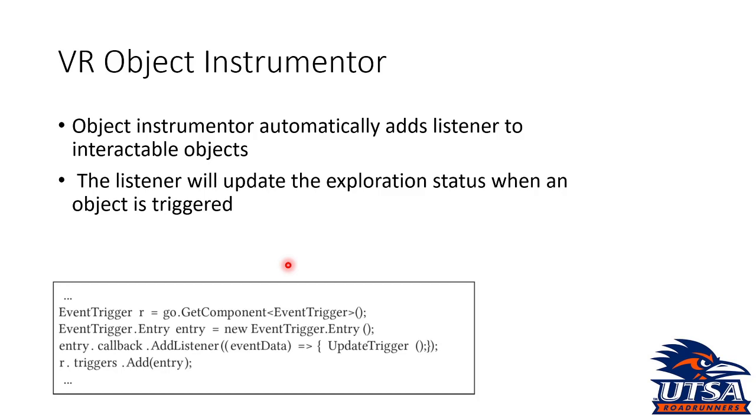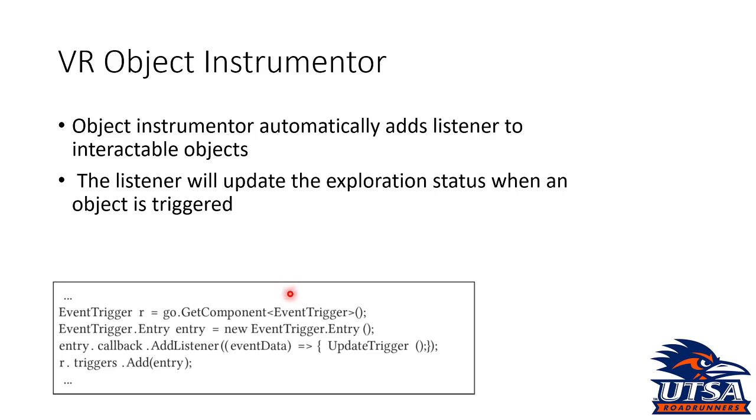The second part is the VR object instrumenter. It automatically adds listeners to the interactable objects. For example, when an interactable object has been created, we get the information and a listener is automatically added to that object. The listener will update the exploration status when the object is triggered.